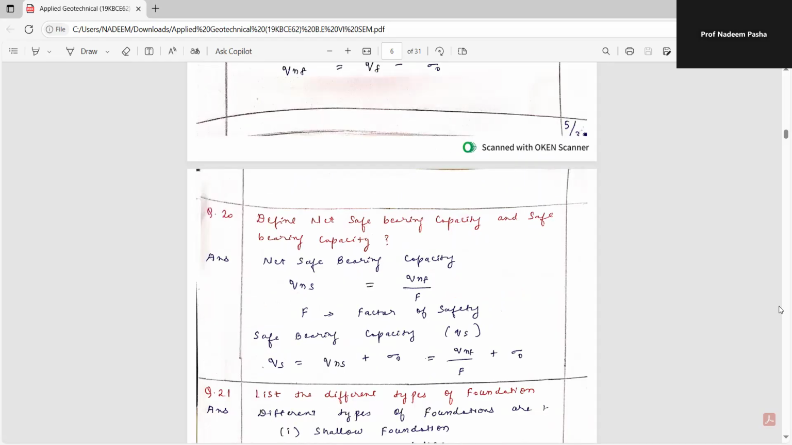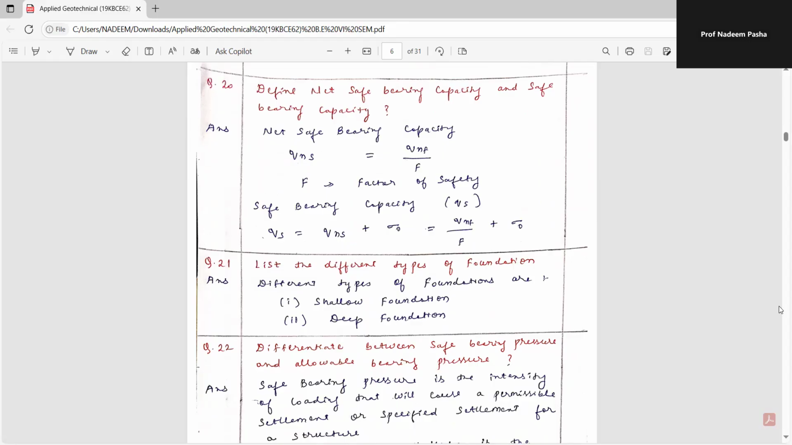Next, define net safe bearing capacity and safe bearing capacity. Net safe bearing capacity Qns is equal to Qnf by F, where F is the factor of safety. Safe bearing capacity Qs is equal to Qns plus sigma naught. Next, list the different types of foundation: shallow foundation and deep foundation.